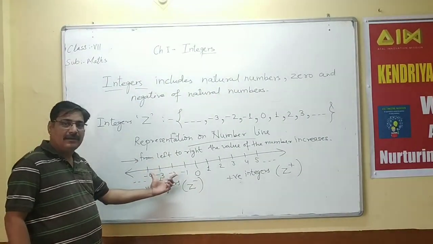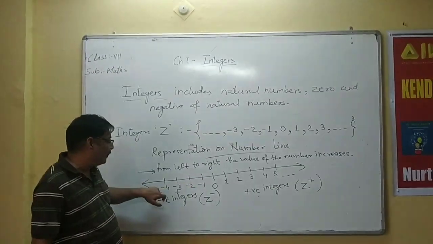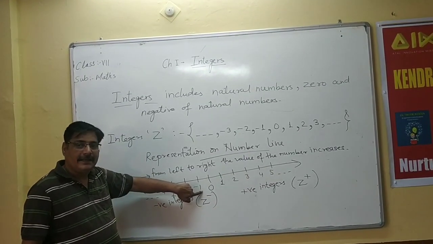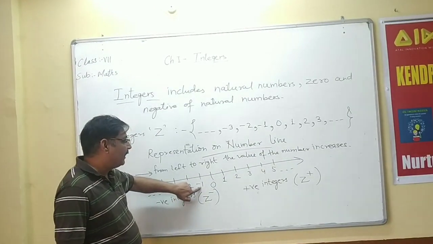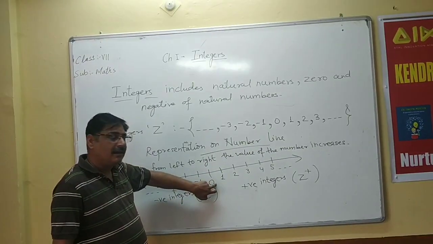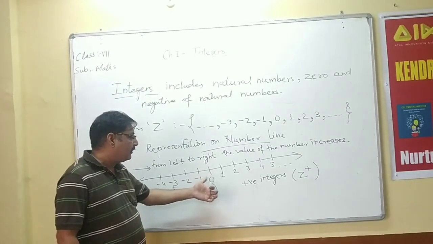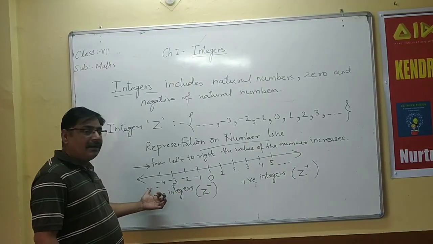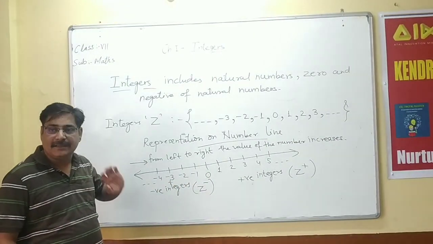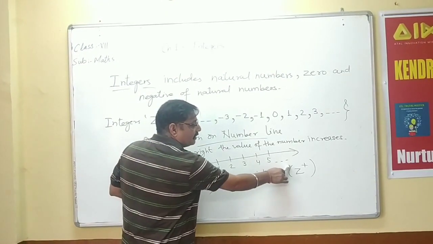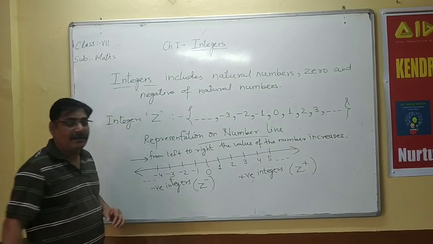So if you compare any two numbers, suppose minus 4 and minus 1, minus 1 is at the right of minus 4. That means this number is greater than minus 4. Similarly, if we compare 0 and minus 1, because 0 is at the right of minus 1, that means 0 is greater than minus 1. In fact, all the negative numbers lie to the left of 0. That means 0 is greater than all negative integers, and all positive integers are at the right of 0. That means all positive integers are greater than 0.